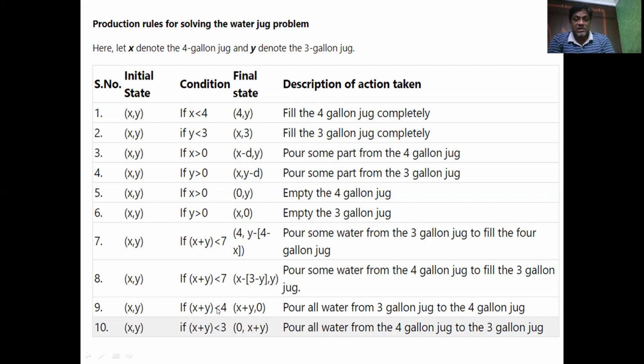If X plus Y is less than 4, then pour all water from the 3-gallon jug into the 4-gallon jug. That means X plus Y comma 0. If X plus Y is less than 3, then pour all water from the 4-gallon jug into the 3-gallon jug. That means 0 comma X plus Y. So these are the possible production rules. You may or may not utilize all these production rules to move to the goal state of filling the 4-gallon jug with 2 gallons of water.